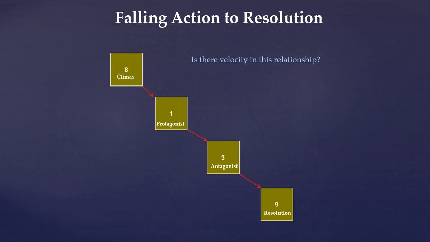There should be some velocity here. It should pick up speed. It should make sense. There should be some intensity and tension in here. And then the other question you want to ask yourself is, does this outcome seem inevitable, or at least make sense based upon the relationship of these other cards?